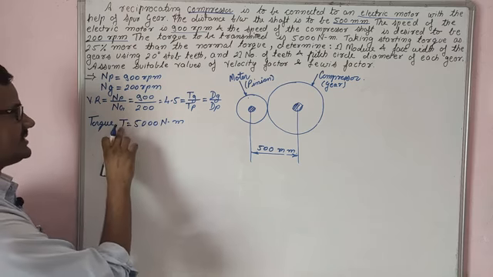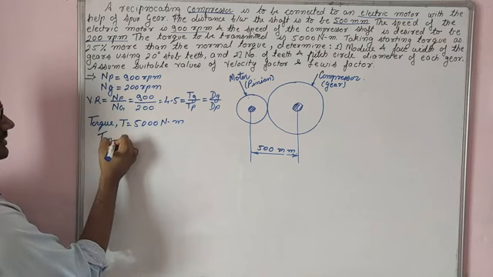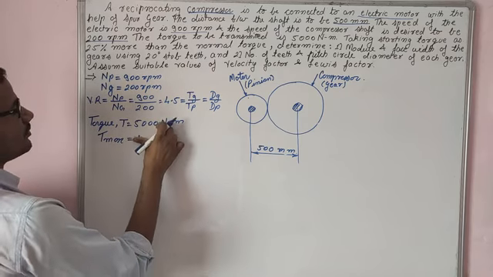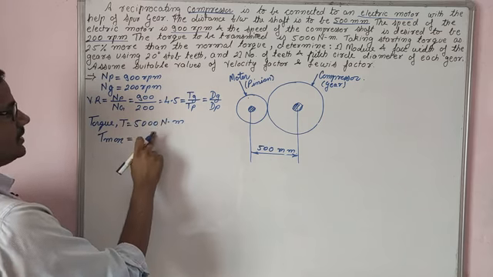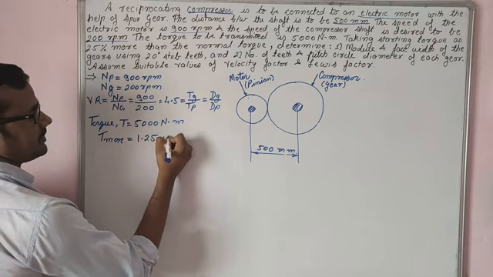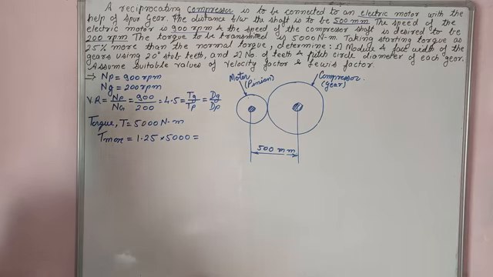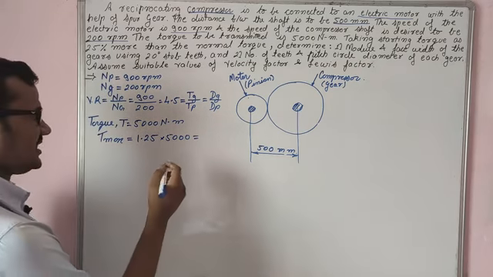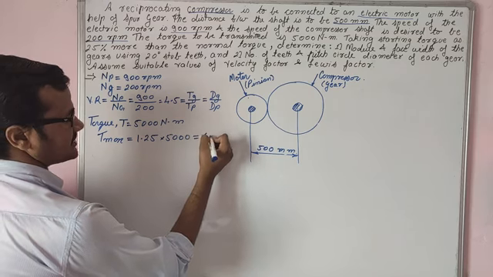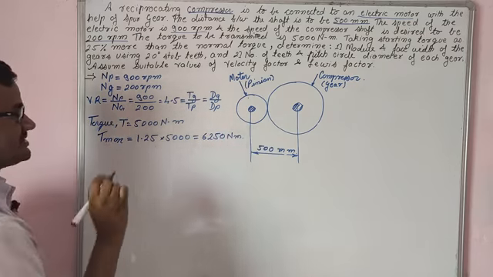The given torque of 5000 Newton meter is your normal torque. So the maximum torque, T max, that is required during starting of the motor is 25% more than this given torque, that is 1.25 times 5000. When we solve this, we get 6250 Newton meter as the maximum torque.